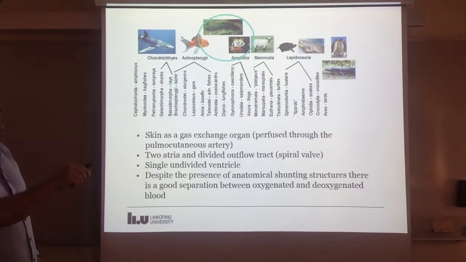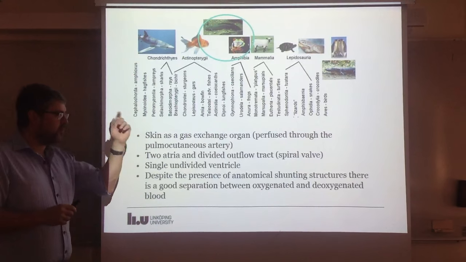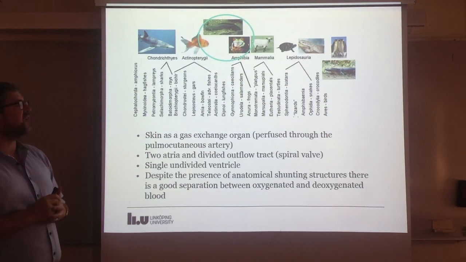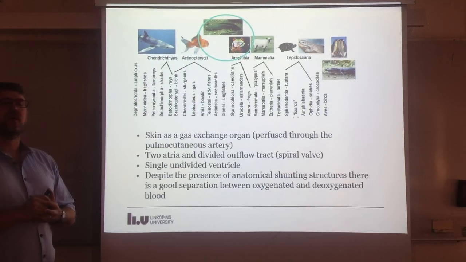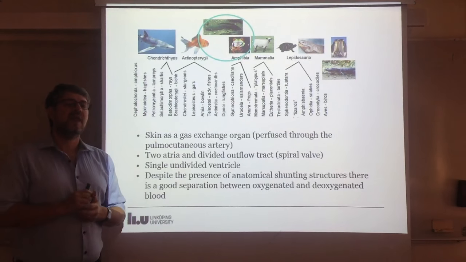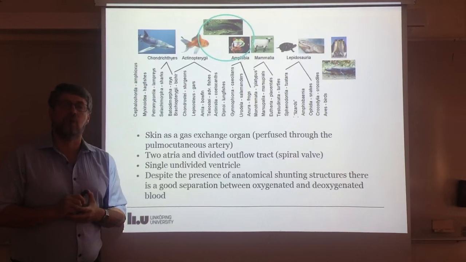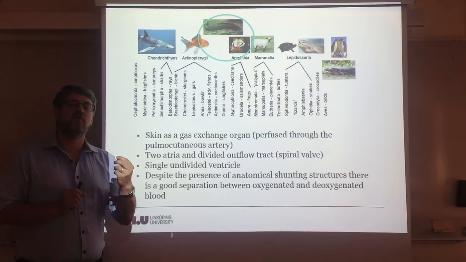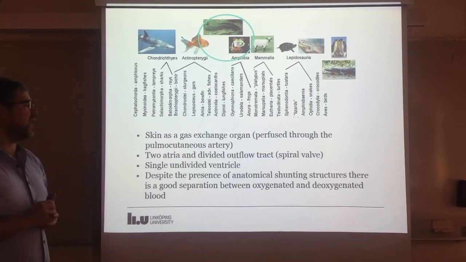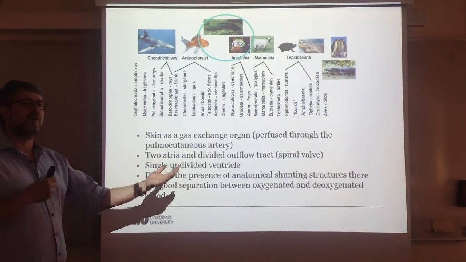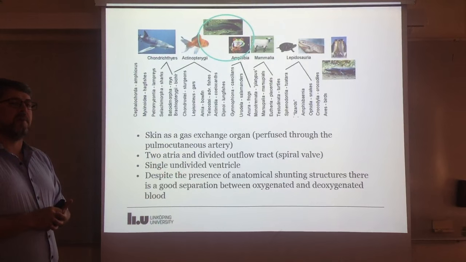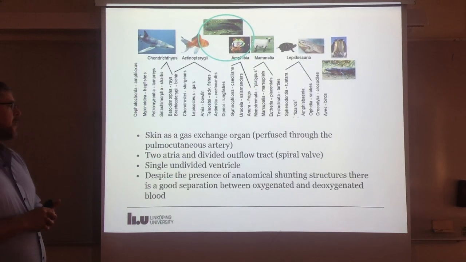We take the amphibians in this case, or even lungfishes. In particular, amphibians can use the skin as a gas exchange organ. Amphibians will have a blood vessel leaving the heart called the pulmonocutaneous artery, in which blood is sent to the lungs but to the skin as well. So these animals can oxygenate blood using one of the two alternative exchange organs.